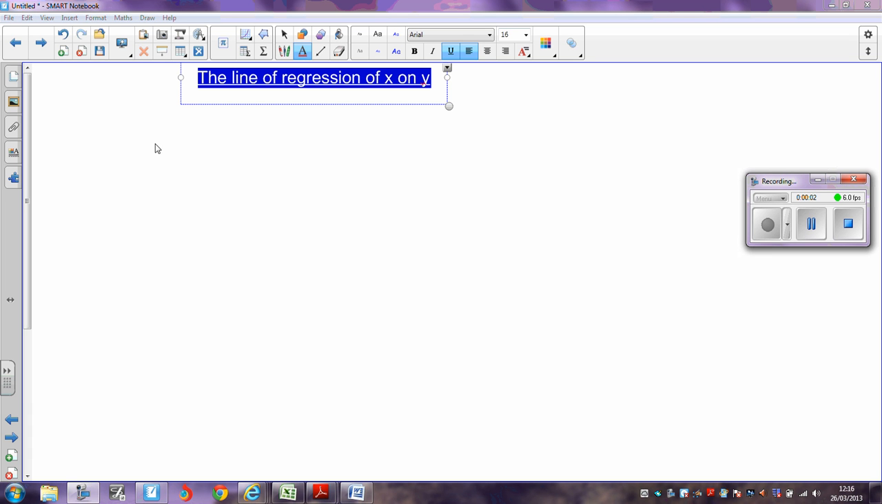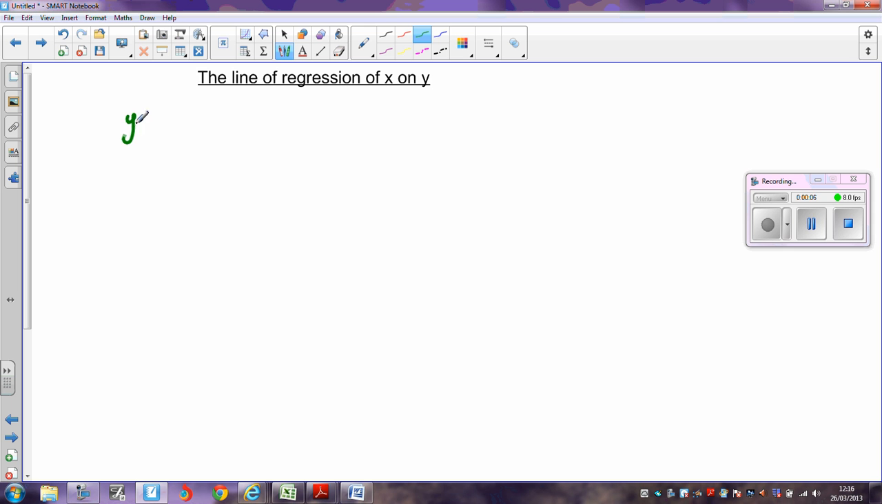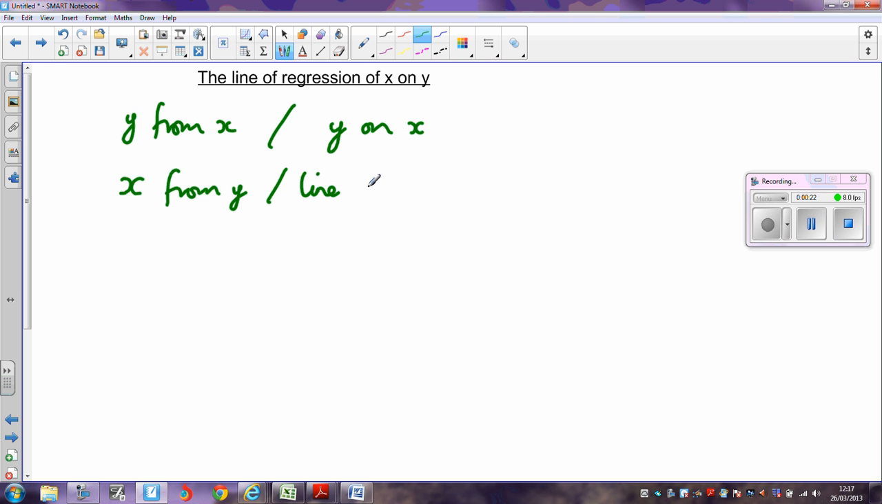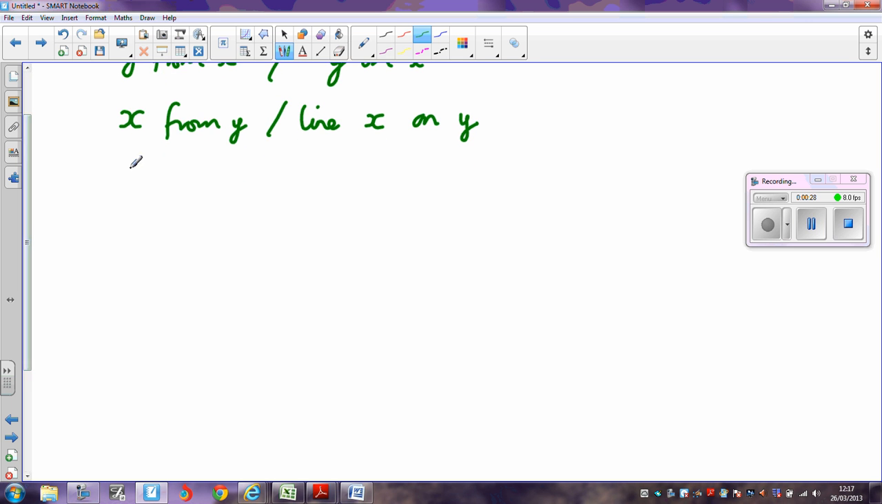Right, sometimes instead of being asked to calculate values of y from x, in which case you would use the line of regression of y on x, sometimes you're asked to actually calculate x from y. So you're sort of working backwards, if you like. And in this case, the line of regression that you need to draw is the line of regression of x on y. So the equation here is slightly different.